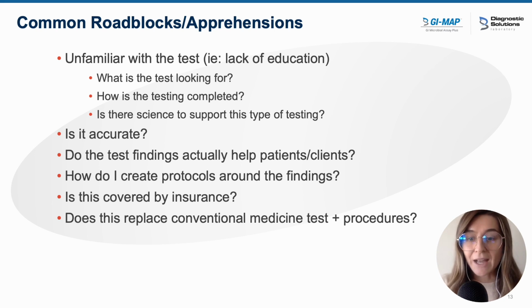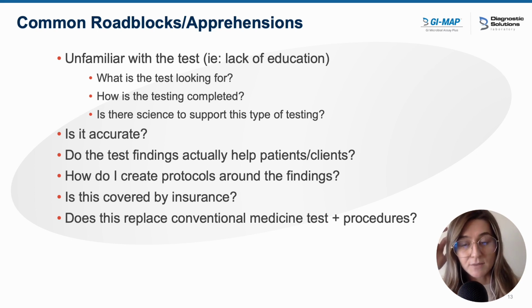Number 4, is it accurate? Yes. The GI map has less than a 10% coefficient of variation when the set standard is usually 15%. So this means that 2 identical samples that are tested would have less than 10% variation between the readings, which is phenomenal.